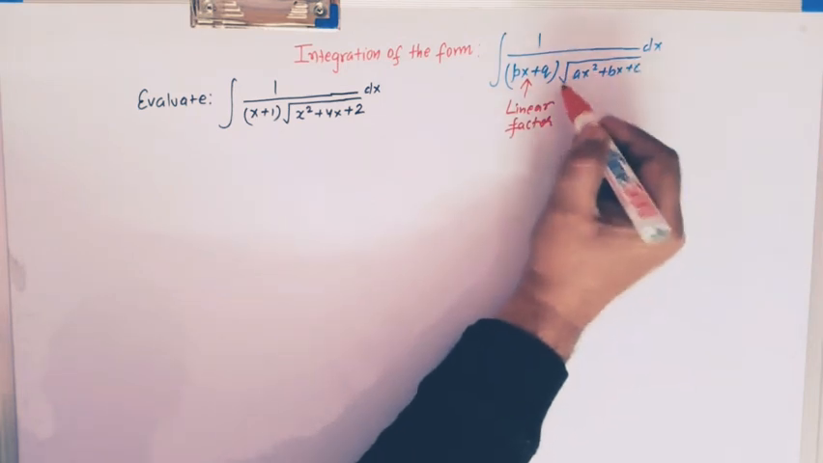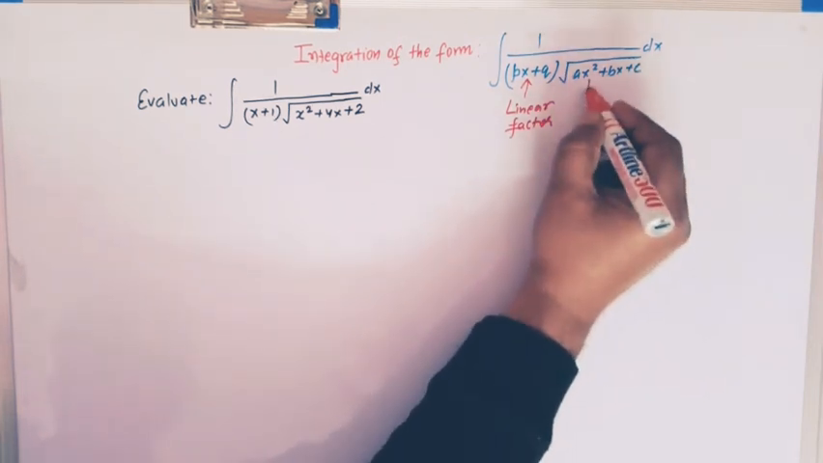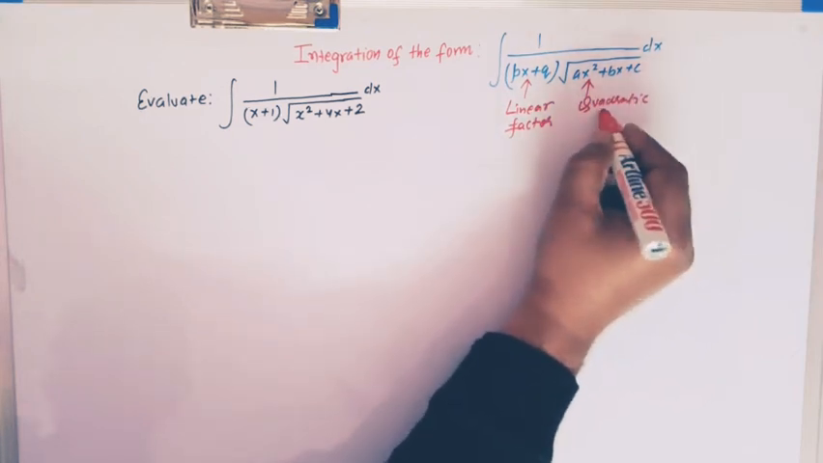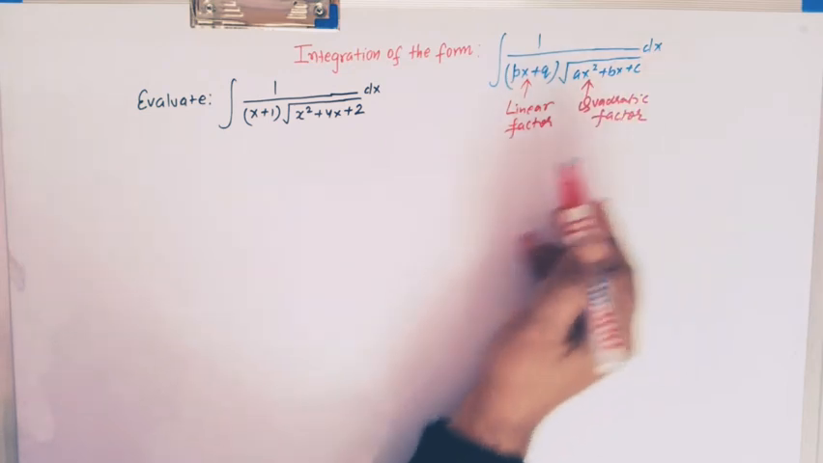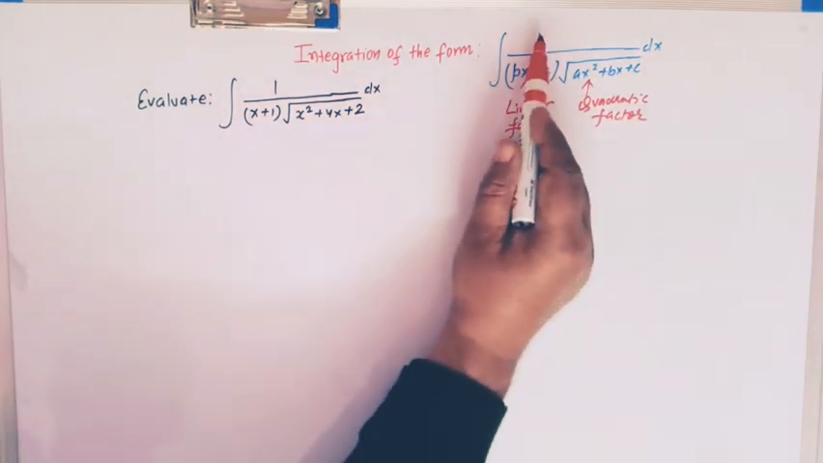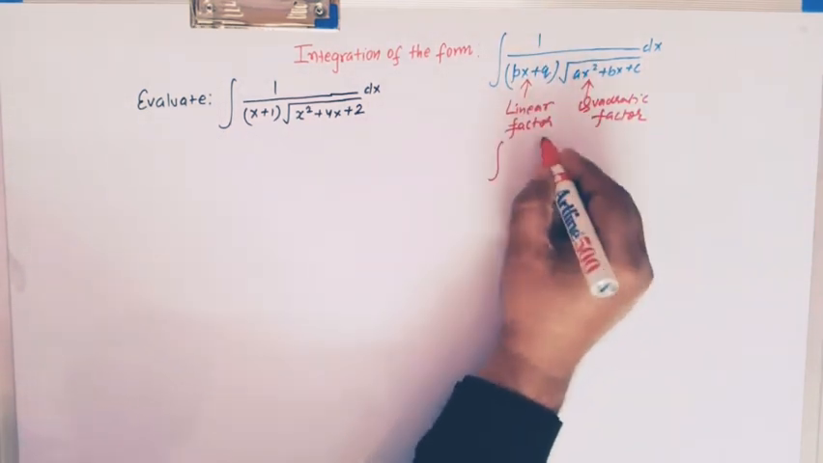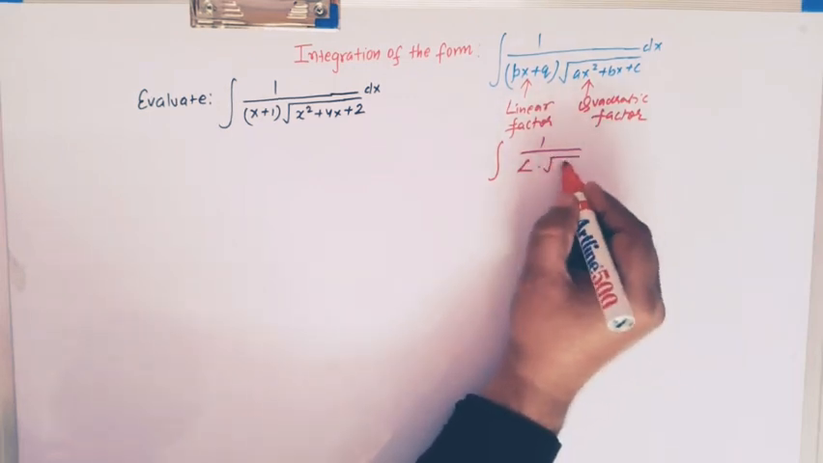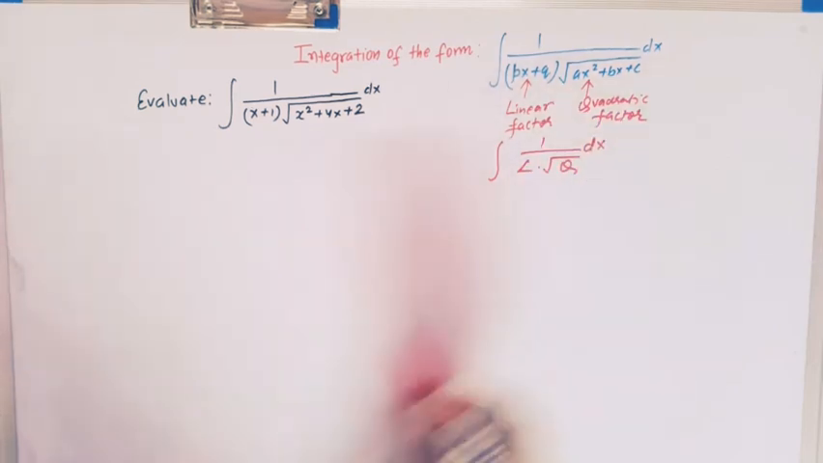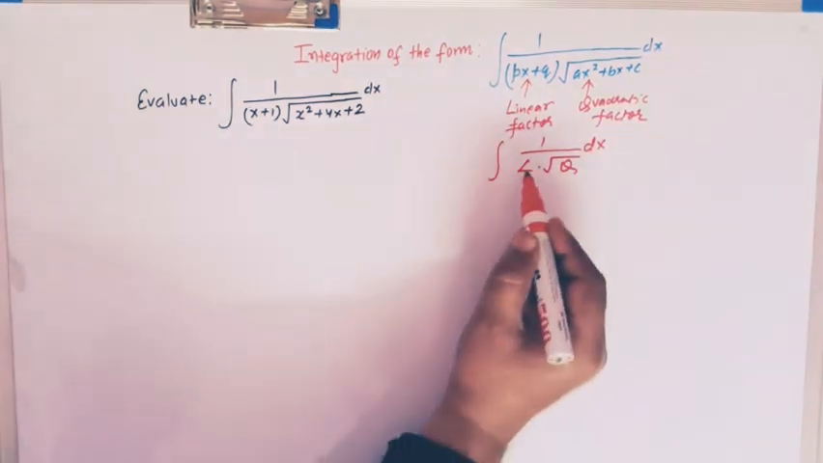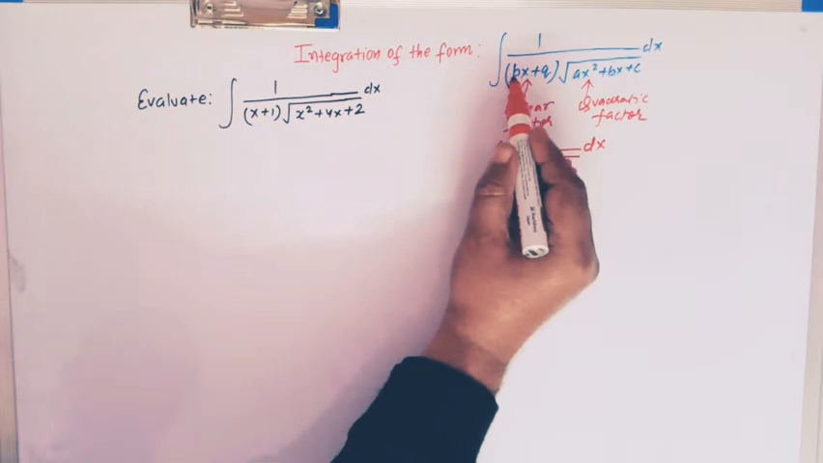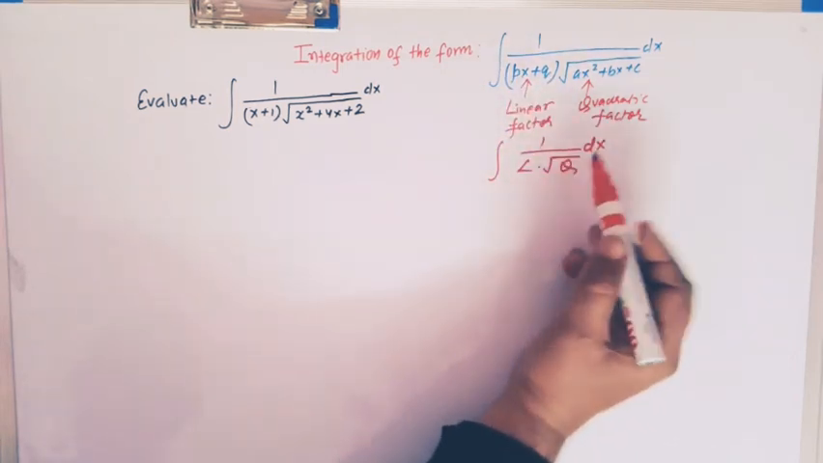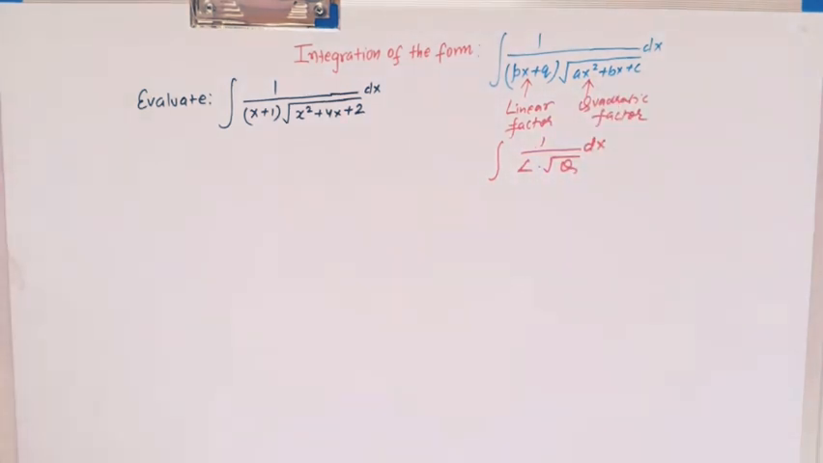inside the square root sign we have the quadratic function. So here we have to integrate 1 over a linear factor times the square root of a quadratic function. So L is the linear factor of this form px plus q, and q is the quadratic factor.